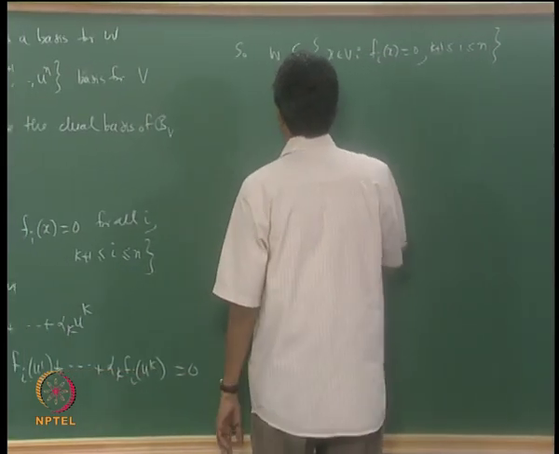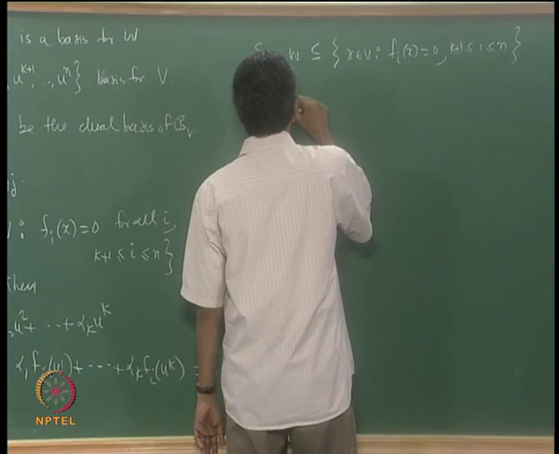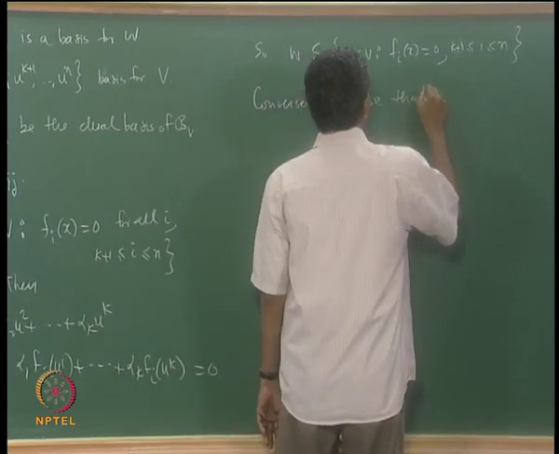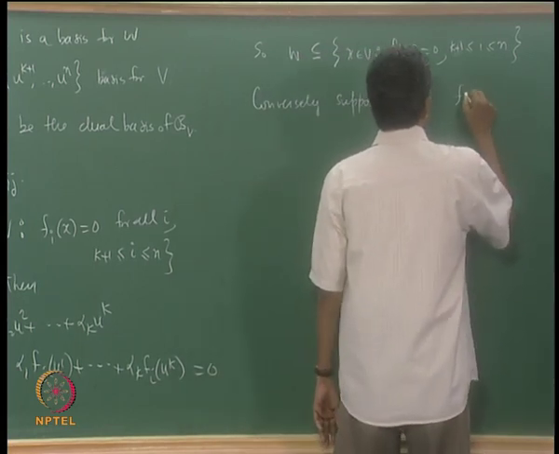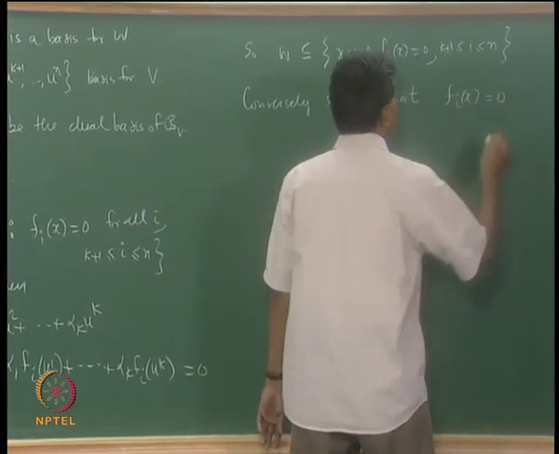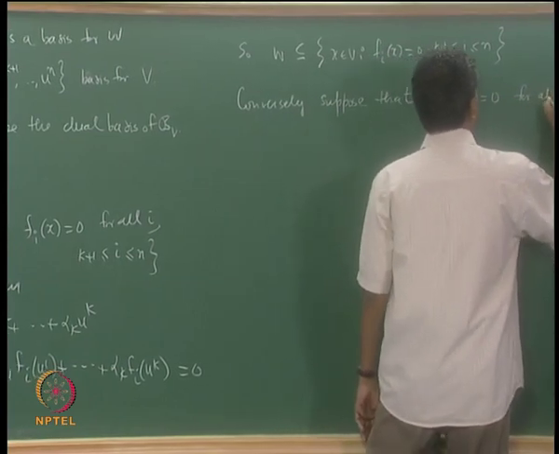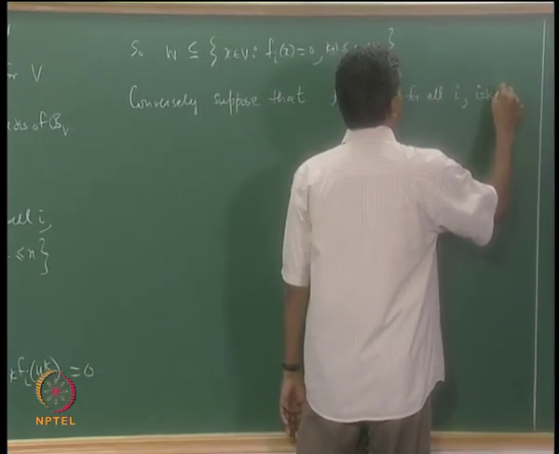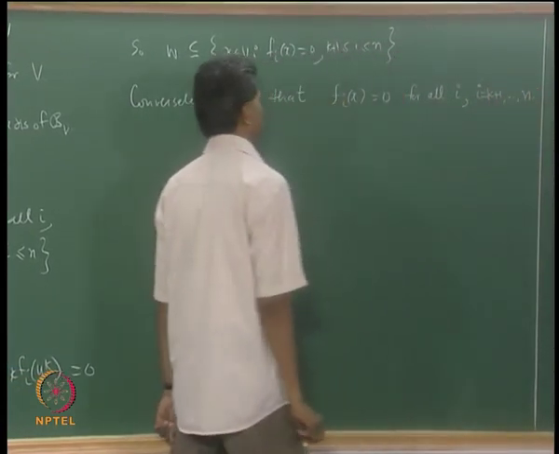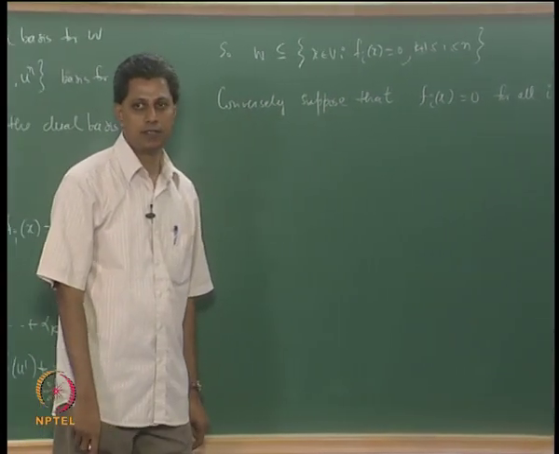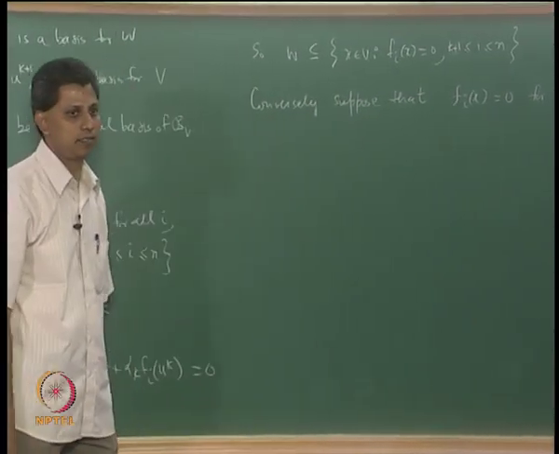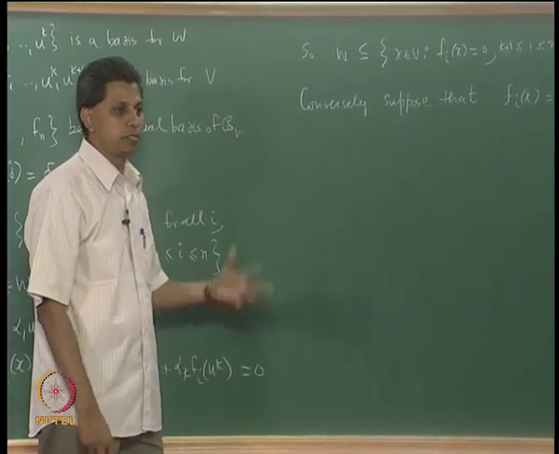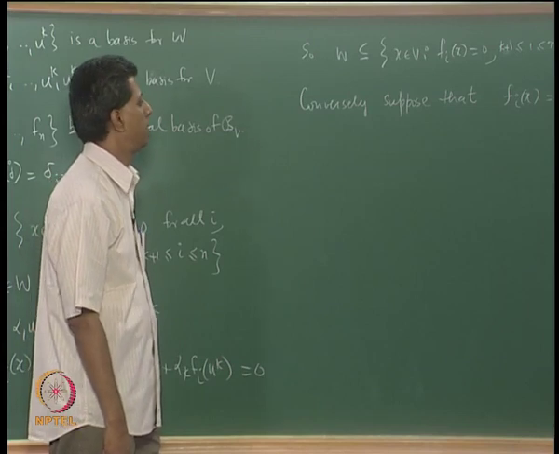We need to show the converse. Conversely, suppose that fi of x is equal to 0 for all i running from k plus 1 to n. Suppose x is a vector that belongs to the right hand side subspace. I must show that x belongs to the left hand side, W.